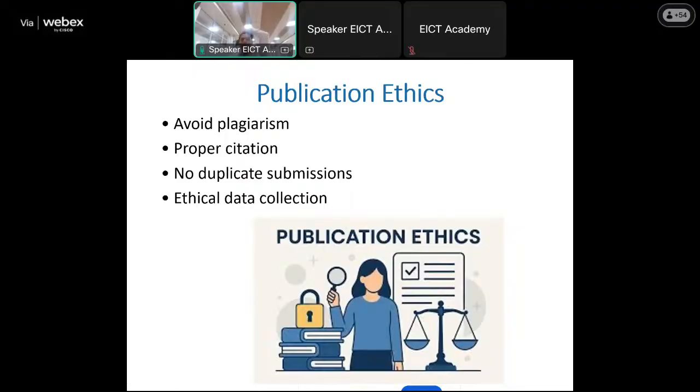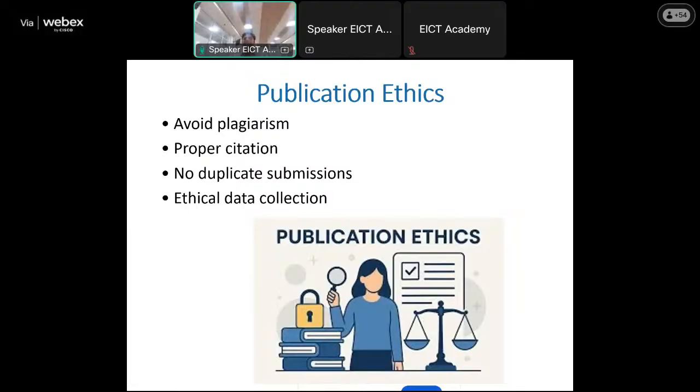Okay, publication ethics. So possibly everybody knows that you should avoid plagiarism, you should have proper citation, no duplicate submission. Preferably, if you submit your article to one journal, then wait for the result of that particular journal. Don't submit your article simultaneously to two journals. Okay, so that is my personal opinion. Please do not do that.